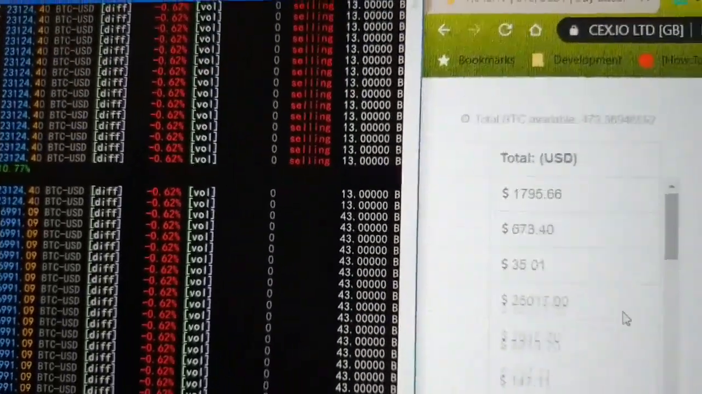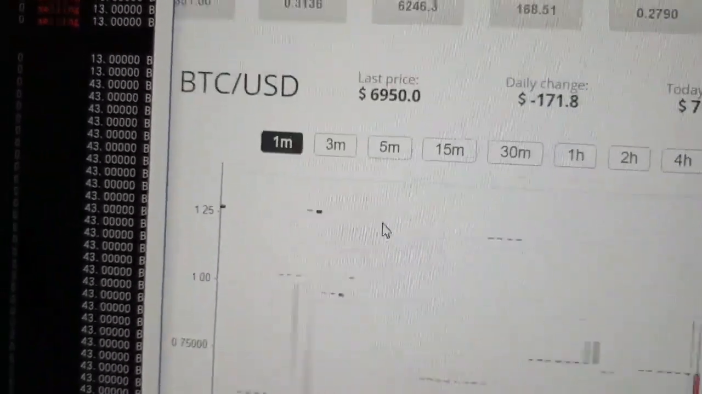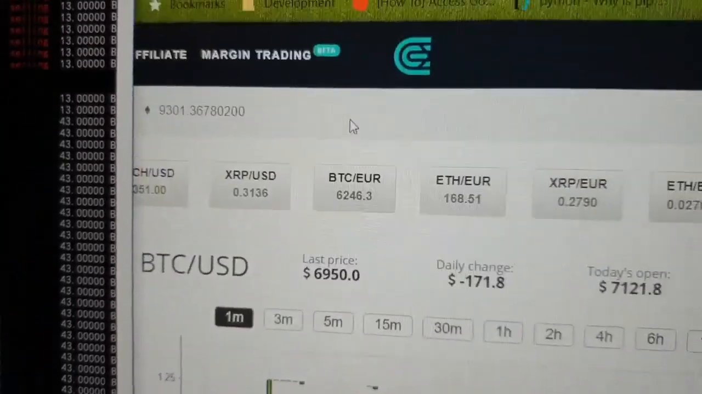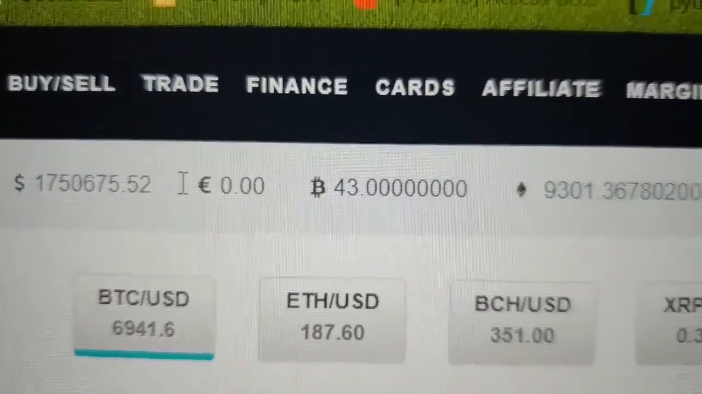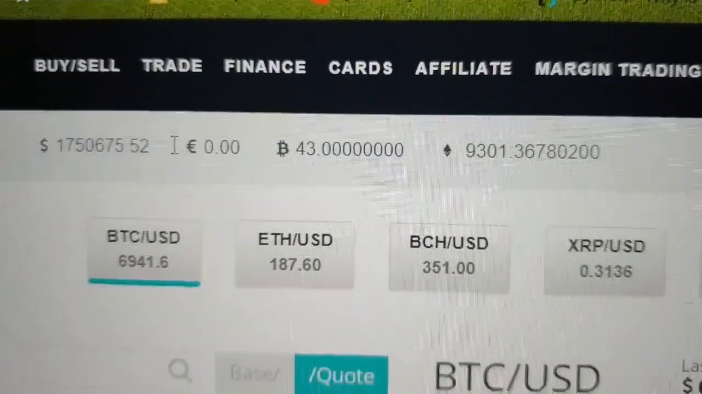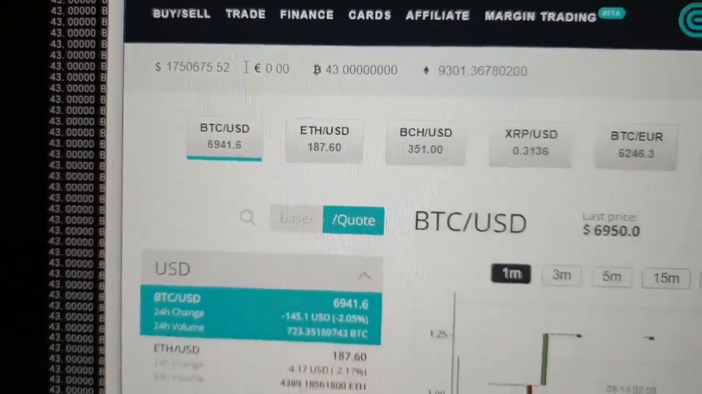Let's go back up here. Yeah, you have also a bit more up. There you go, here is the same balance. You can see 43 Bitcoin, 9,300 Ethereum on this particular exchange. So let's look at another exchange.